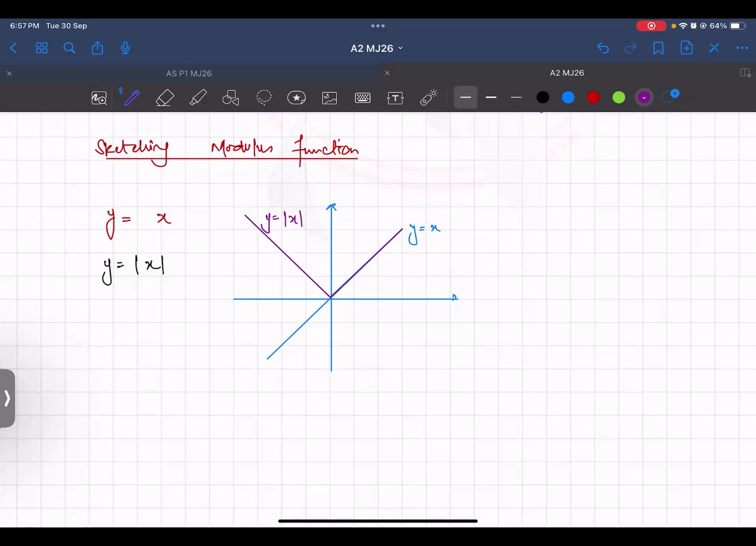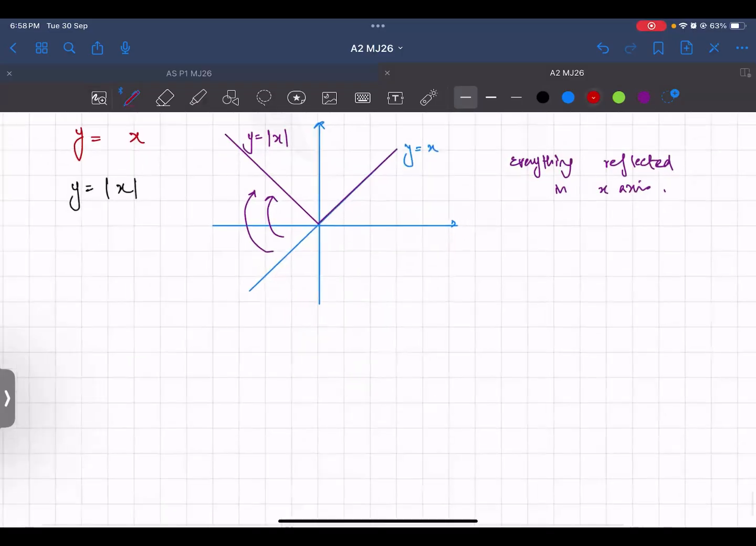Because anything which is negative has been reflected in the x-axis. It is now in the positive y value, right? Because of the modulus, y cannot be negative. Whatever the value of x is, y will never be negative. So if your x is positive, your y will remain positive. But if your x is negative, your y still remains positive because of the modulus. Because a negative value's modulus is still a positive value. So everything is reflected in the x-axis. You can say it like this.